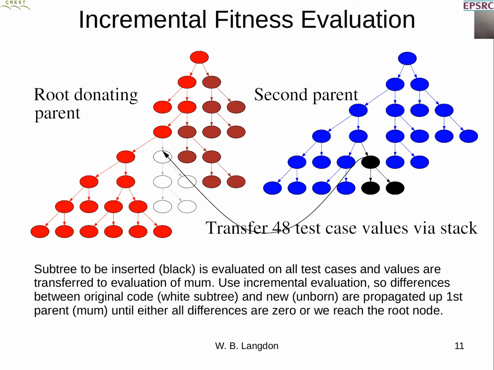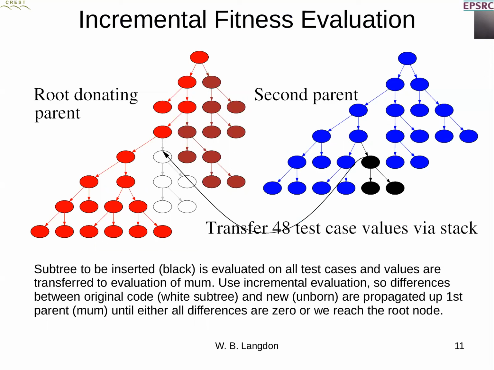So here we have an example. In red is the original code. The white subtree is going to be removed and replaced with black subtree from the second parent. And the way that we do our evaluation is we evaluate the subtree in the original code and the subtree from the second parent. If they were identical, then we could stop. We would know that the evaluation of the mutant would be identical to the evaluation of the parent. Of course, in most cases, they aren't identical.